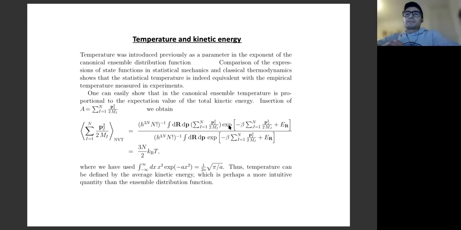Good. So the exponential, you know how to write this. This is e to the minus beta times the kinetic energy times e to the minus beta E_r, right? So e to the minus beta (a plus b) is e to the minus beta a times e to the minus beta b. Now that's in the counter. And in the denominator, you have the same thing, right? So you have the same term, e to the minus beta E_r times e to the minus beta kinetic energy, and then you integrate this over r.